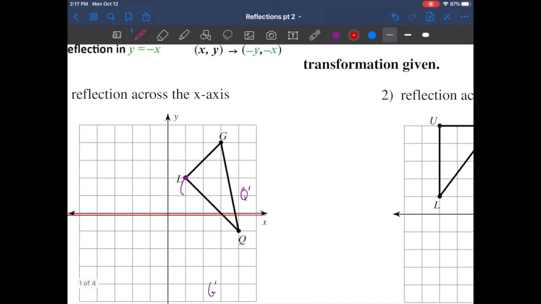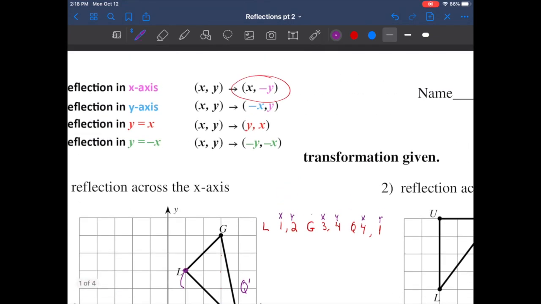So first thing we want to do, let's label our points. So we have point L, which is 1 and 2. We have point G, which is 3 and 4. And then we have point Q, which is 4 and 1. Now I'm going to label my x and y. Here's my x and y, x and y, x and y.